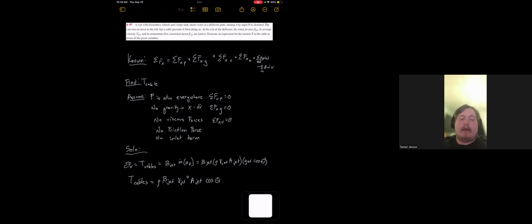And we can combine those variables to get a much more simplified version of the equation, which is T cable is equal to density times the momentum flux correction of the jet times the velocity of the jet squared times the area of the jet and the cosine of theta. And that will be the expression we can use to find the tension in the cable.